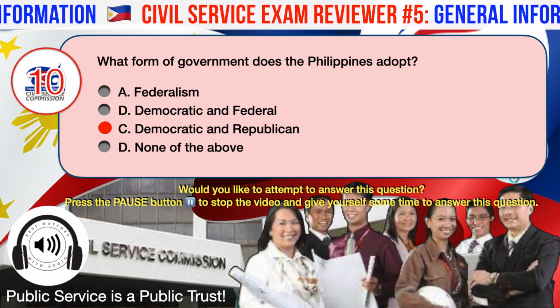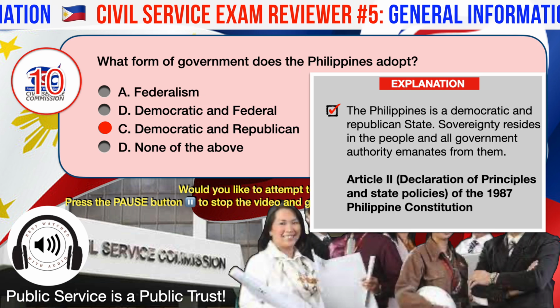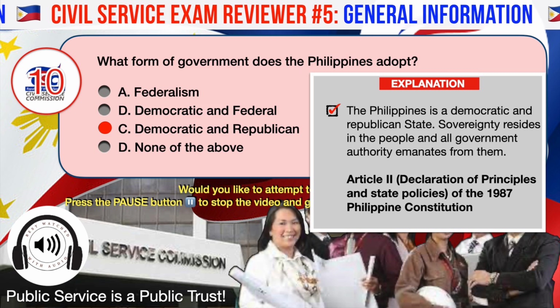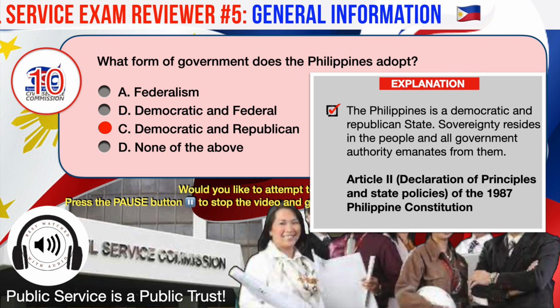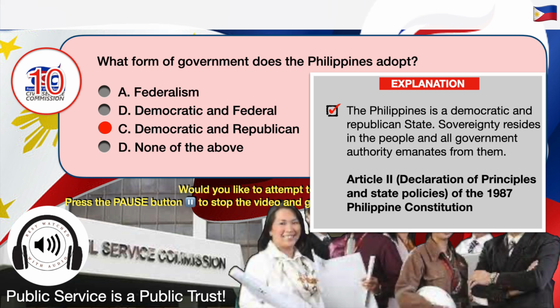Democratic and republican. The Philippines is a democratic and republican state. Sovereignty resides in the people and all government authority emanates from them. This is enshrined in Article 2, Declaration of Principles and State Policies, of the 1987 Constitution.